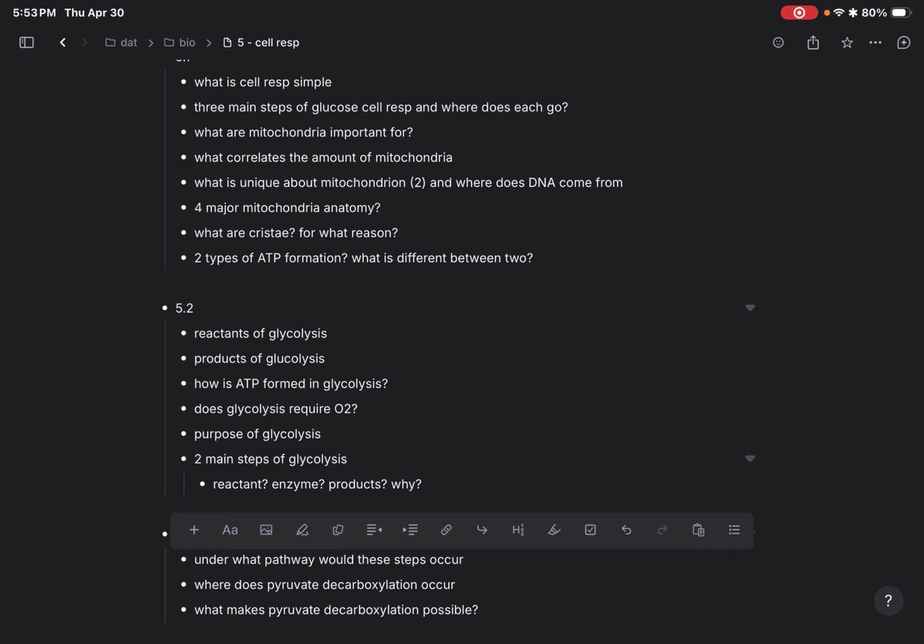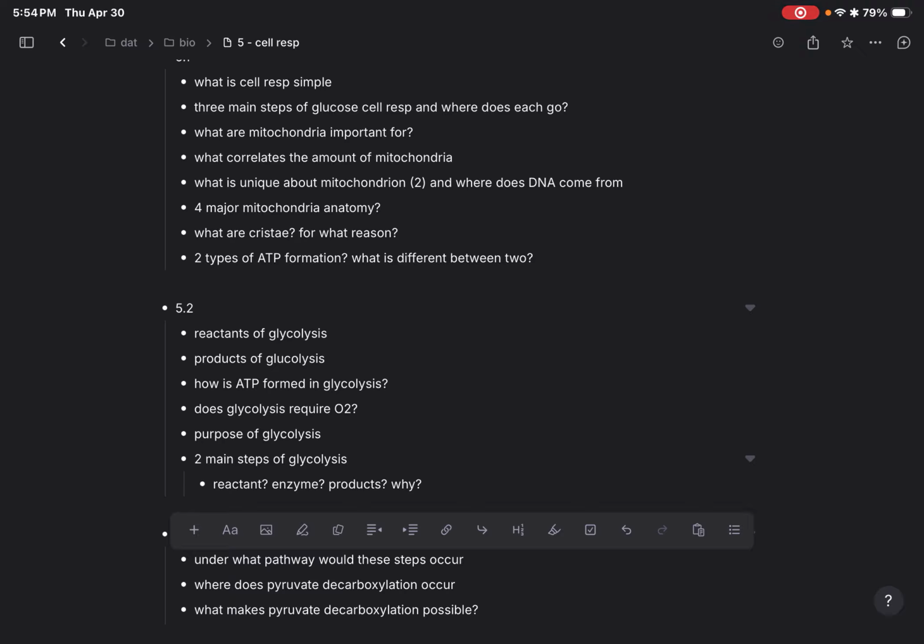For major mitochondrial anatomy, we've got the outer membrane, then the inner membrane, then the intermembrane space, which is in between the outer and inner, then the mitochondrial matrix, which is within the inner membrane. What are cristae? Cristae are the folds of the inner membrane. For what reason? They increase the surface area, which I'll get into later, so that you can have more electron transport chains present.